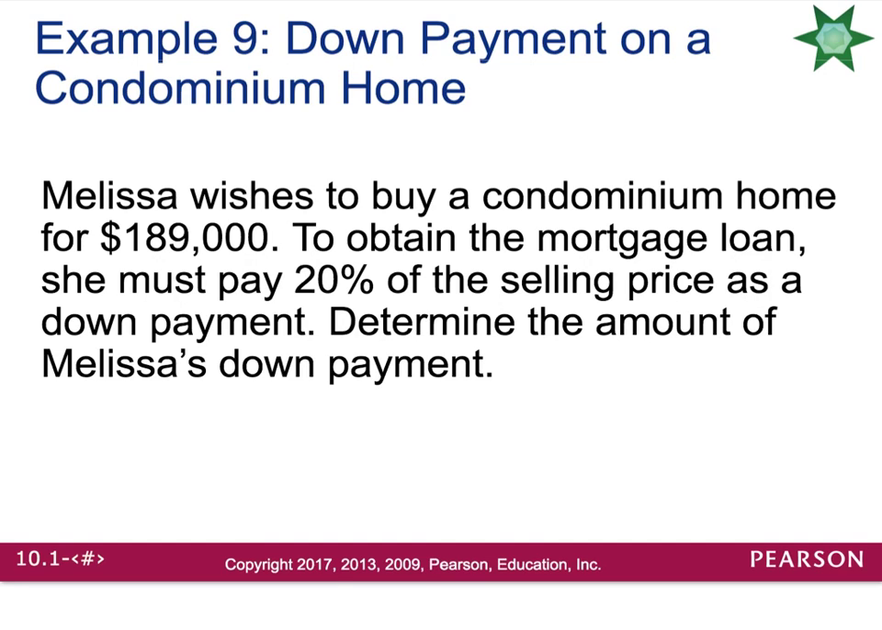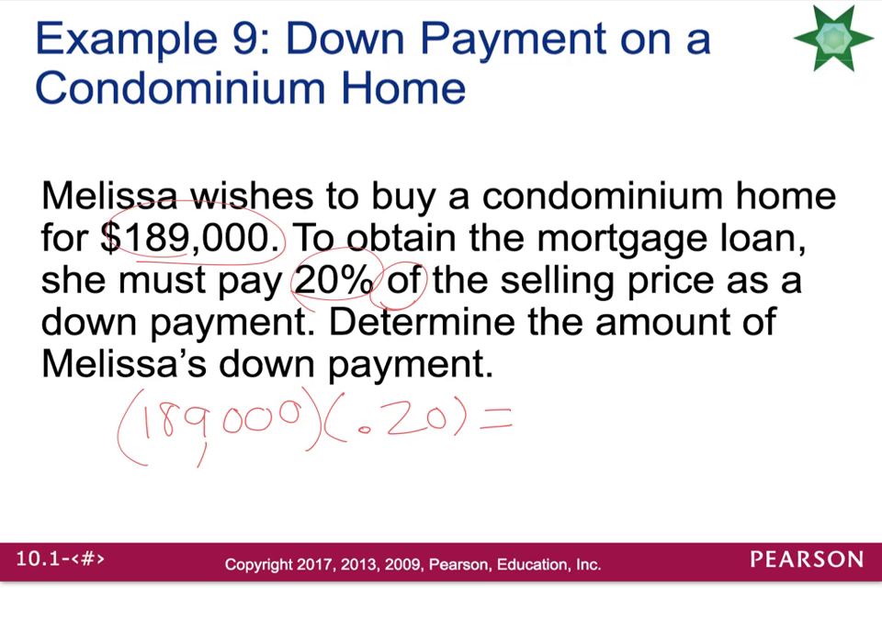So some key words here that you ought to look for is the word of. If you ever see the word of, that means you're typically going to multiply. And then you know how much she started with. She started with $189,000, and that's how much the condo was. She's got to put 20% of that down. So what you need to do in this situation is to take the price of the condo, figure out what 20% of that is, and that's going to be how much her down payment is.